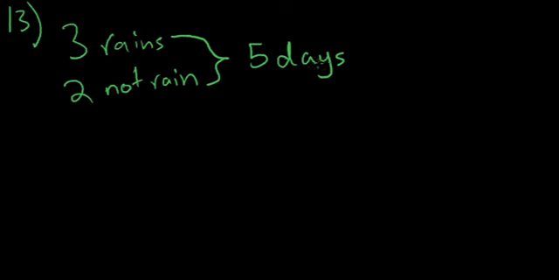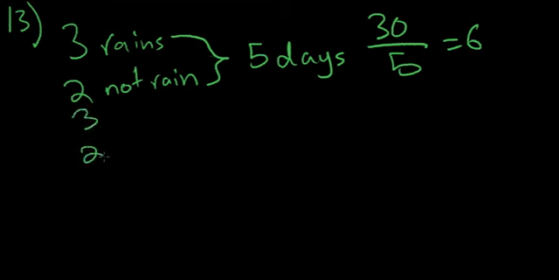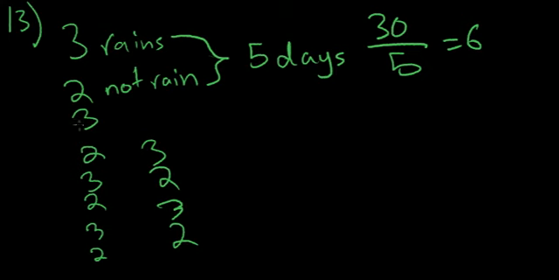First we need to find out how many cycles there are going to be in the month of April. So it's 30, the total number of days in April, divided by 5, which is equal to 6. So this pattern is going to repeat itself 6 times. So 3, 2, 3, 2, 3, 2, 3, 2, 3, 2, 3, 2. And that's where it's going to stop.